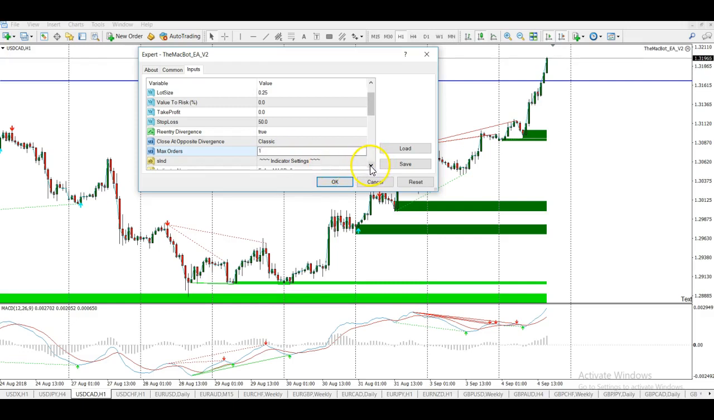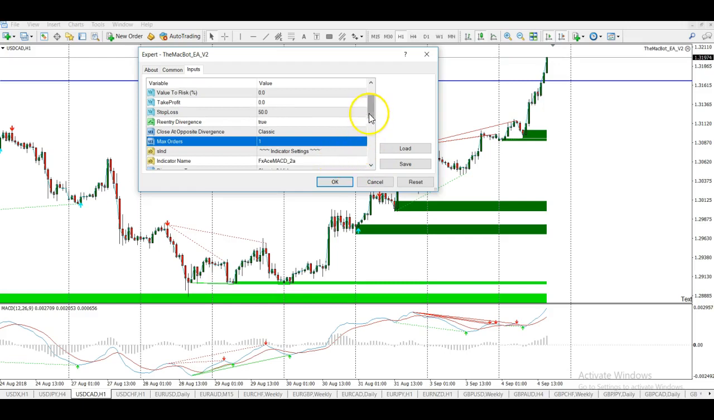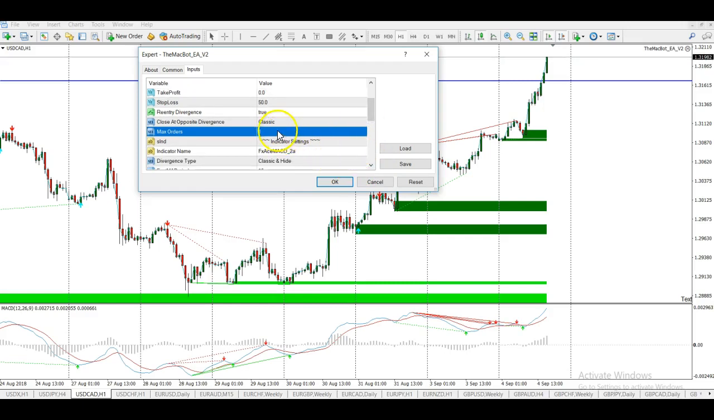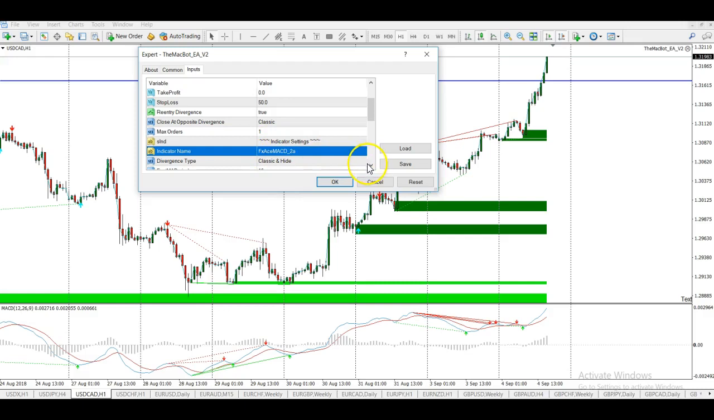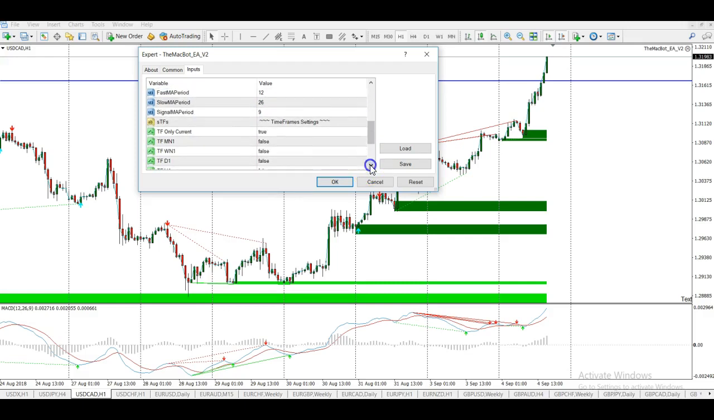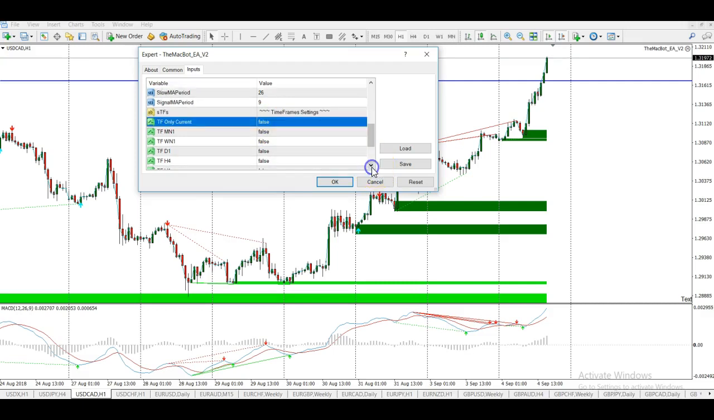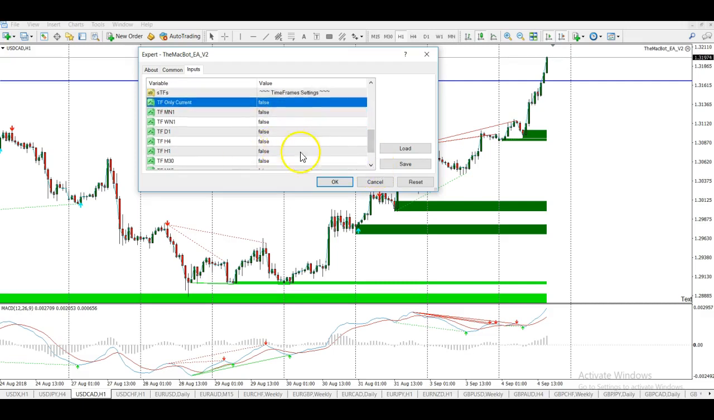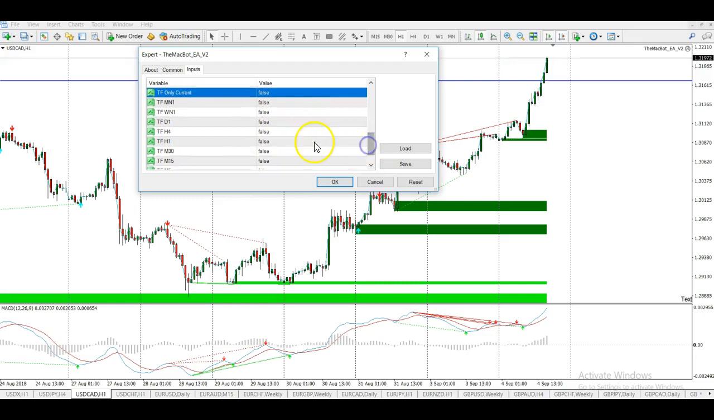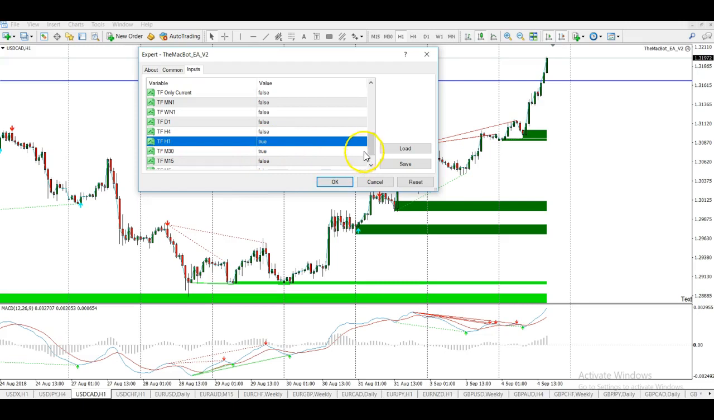And I'm just going to select that, select one, and go to divergence type, which will be either one, classic or hidden. And next, it's very important to turn this off, false. And so for scanning time frames, I'm only going to allow this trade on the 1 hour and the 30-minute. Okay, and that's it.